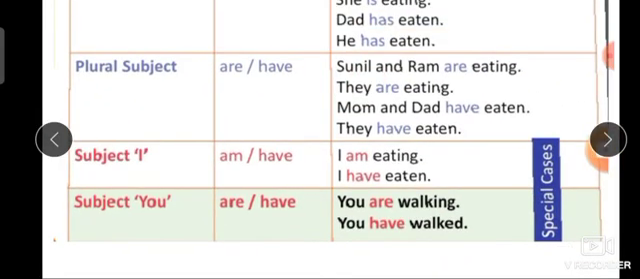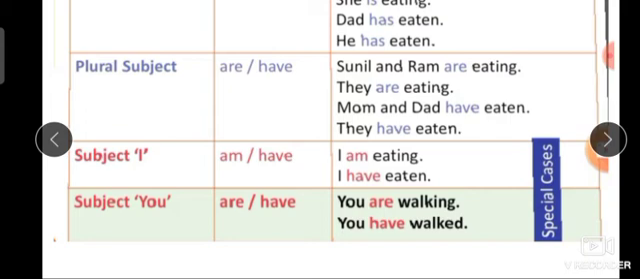Next, the subject "I". So in the special cases of "I" and "you", we are using "am" and "have" as the helping verb, children. Okay, I am eating, I have eaten. So if the action is going on, "am" is the helping verb; if the action is already done, "have" is the helping verb. Okay, so in the special case of "you", we are using "are" and "have" as the helping verb.